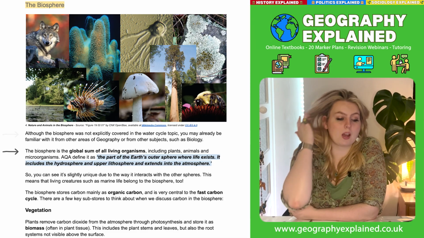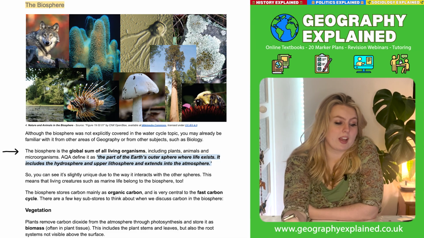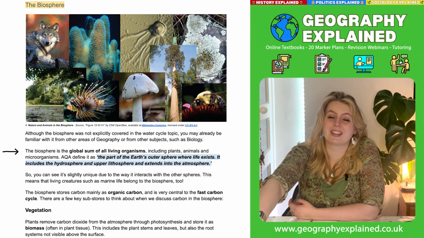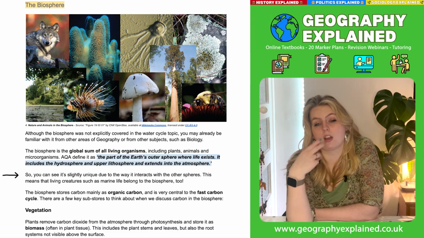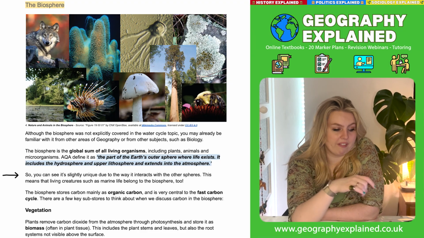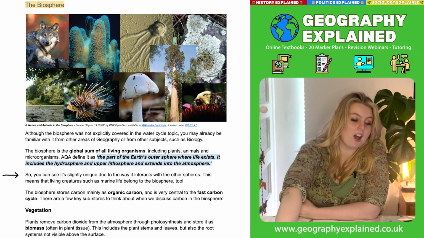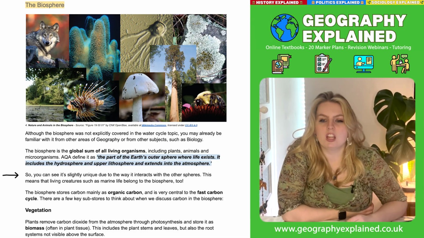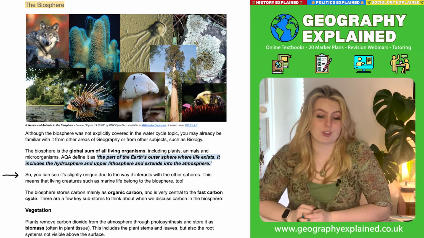It is essentially the sum of all living organisms and defined by AQA as the part of the Earth's outer sphere where life exists, including the hydrosphere and upper lithosphere, and extending into the atmosphere. So you can see it's kind of unique because it interacts with and is made up of other spheres, which basically means that living creatures that come from oceans, for example, also belong to the biosphere. So you can see it's not that clear cut, but just in case the theoretical frame of a question asks you to deal with the biosphere on its own, now you know.